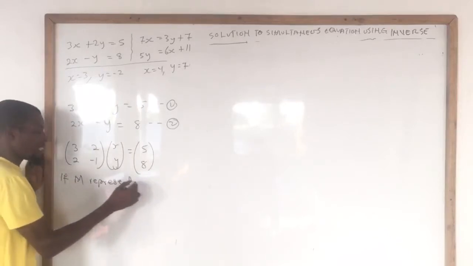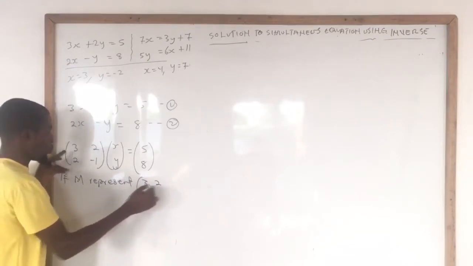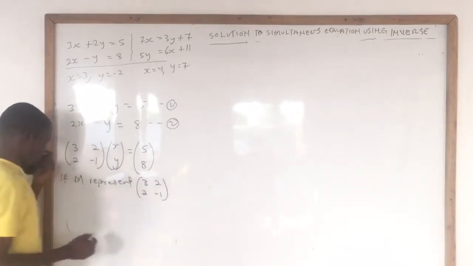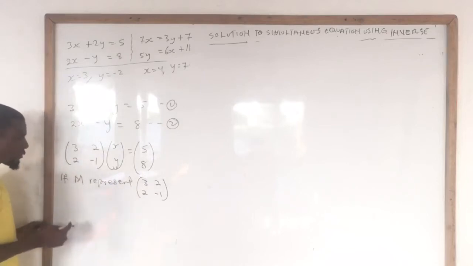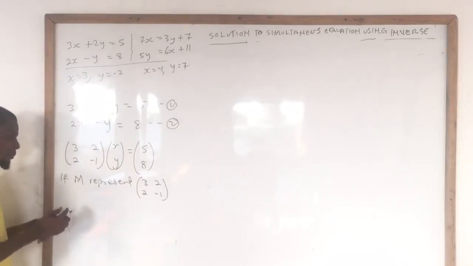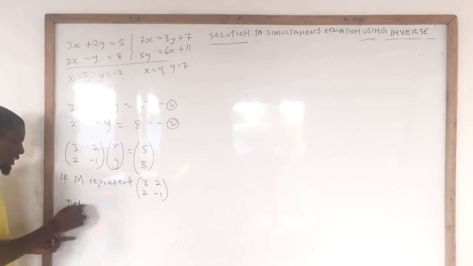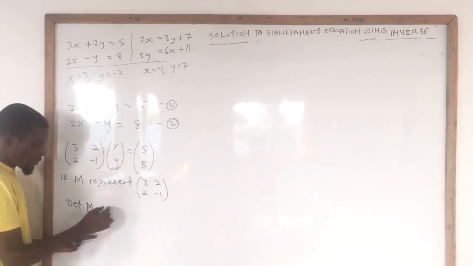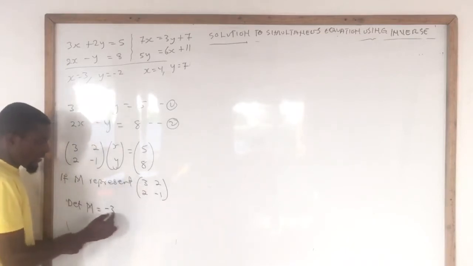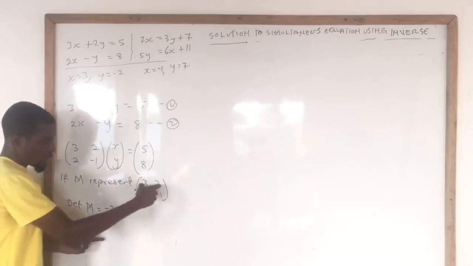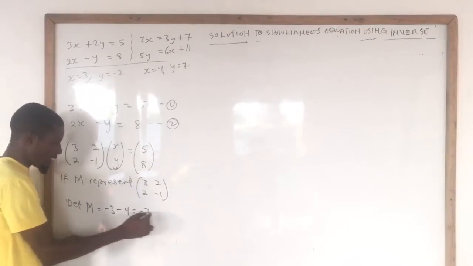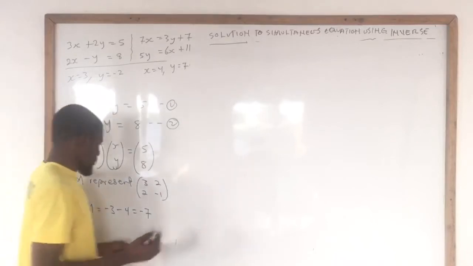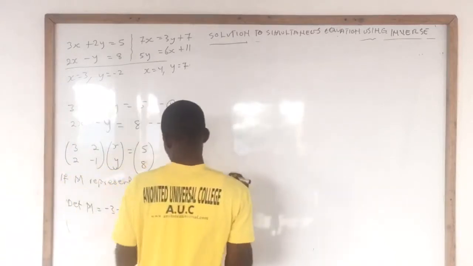So of course, if we let M represent the matrix 3, 2, 2, then 1, then we first have to find the inverse of M. But remember, before we find the inverse of M, we have to find the determinant of M. So we first find the determinant of M. That's going to be 3 times 1, that will be negative 3, minus 2 times 2, that will be 4, that will be negative 7. Alright, so we find the inverse of M.